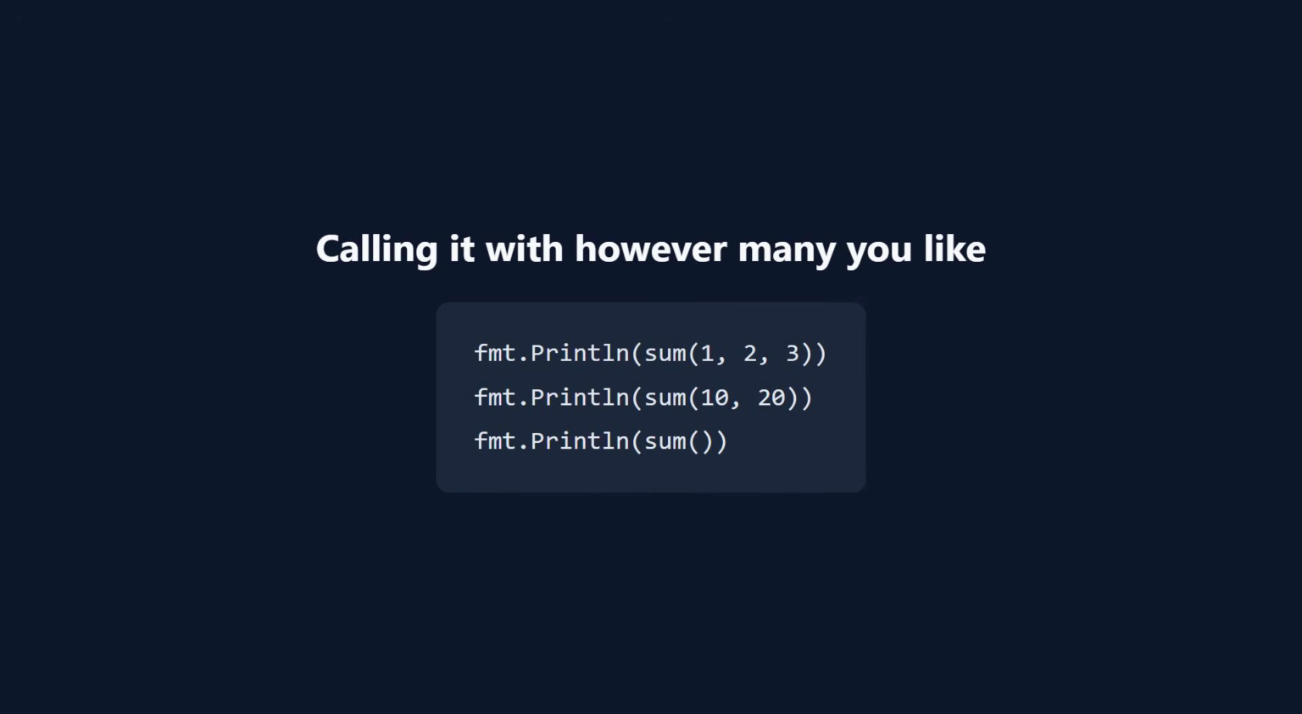3 arguments gives 6. 2 arguments gives 30. And no arguments at all is perfectly legal. When you call it with nothing, nums is an empty slice. The loop runs 0 times, total stays at 0, and we get 0 back. Notice we did not write a special case for that. There is no "if nums is empty" check anywhere in the function. An empty slice behaves exactly like a slice with things in it, it just has nothing to iterate. That is a theme in Go, and it saves you a lot of defensive code.